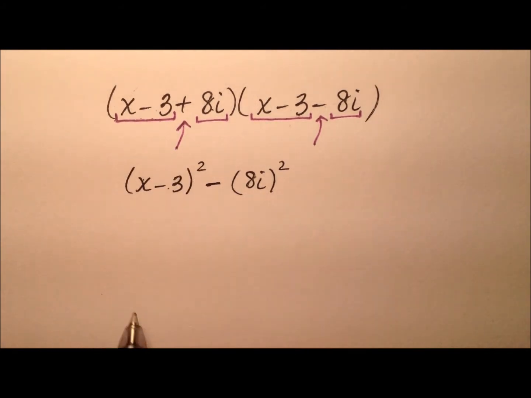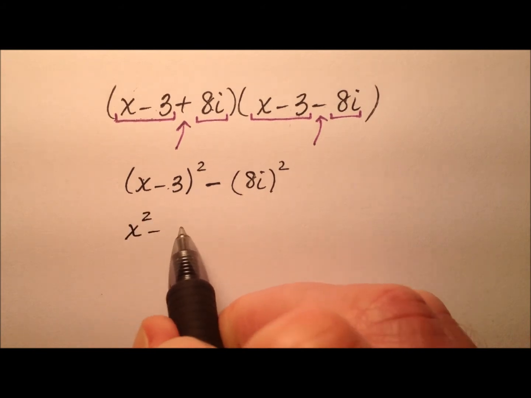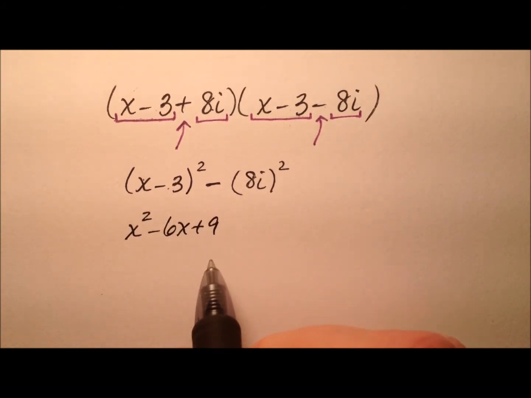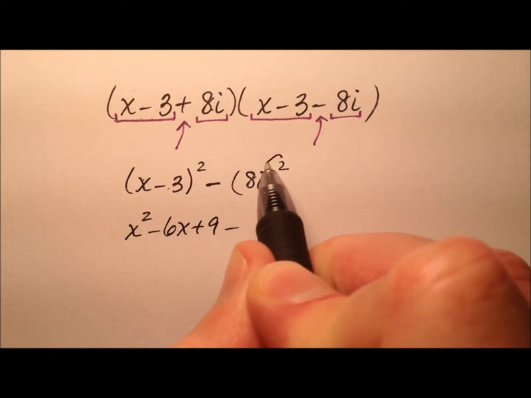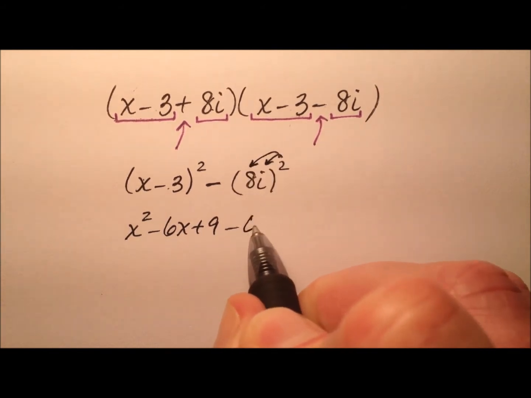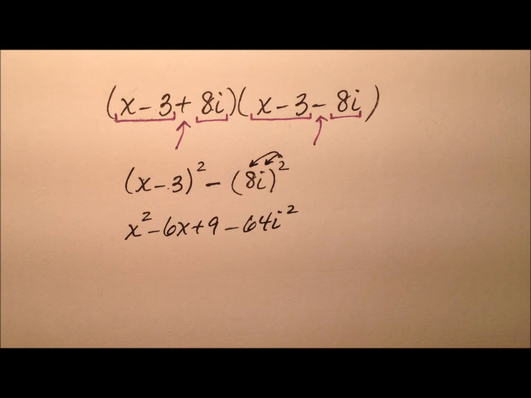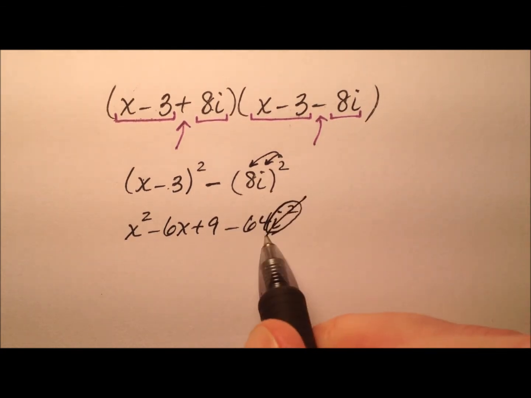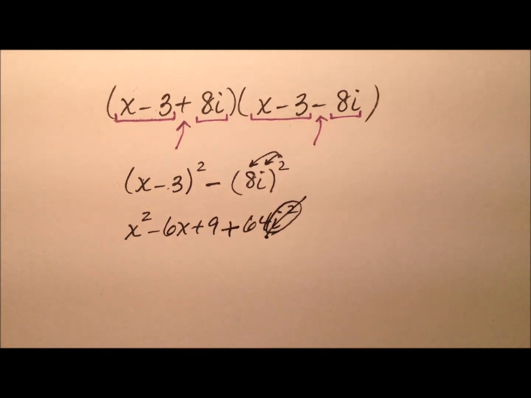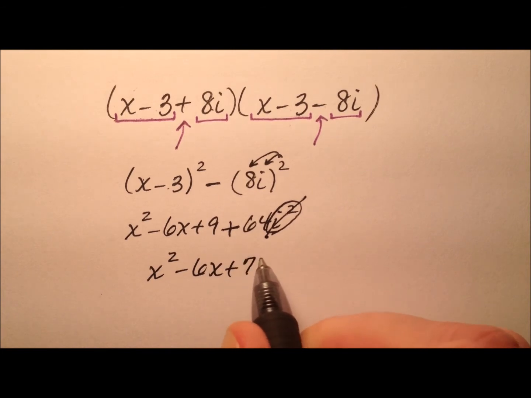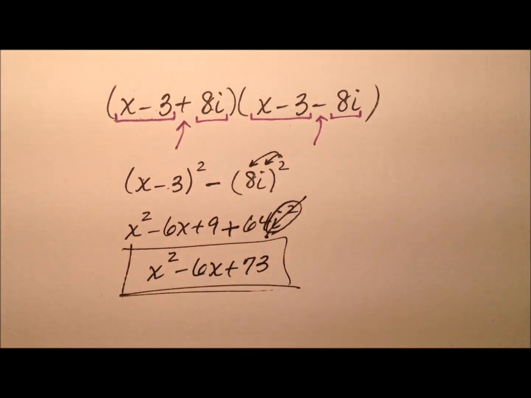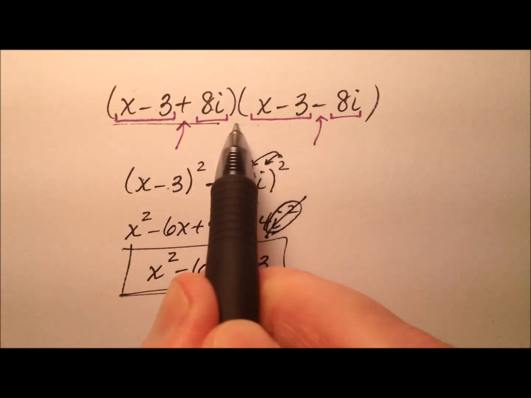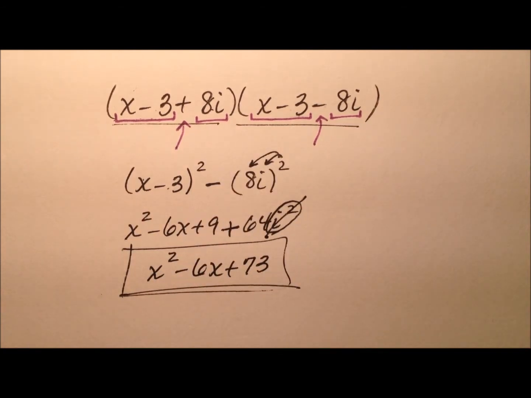So x minus 3 quantity squared will become x squared minus 6x plus 9, and then when I square the 8i, it becomes 64i squared. And of course we know that i squared is negative 1, so that'll change the subtraction to an addition. So x squared minus 6x plus, and it looks like 73 then, will be the product when I multiply these two expressions that contain complex numbers.